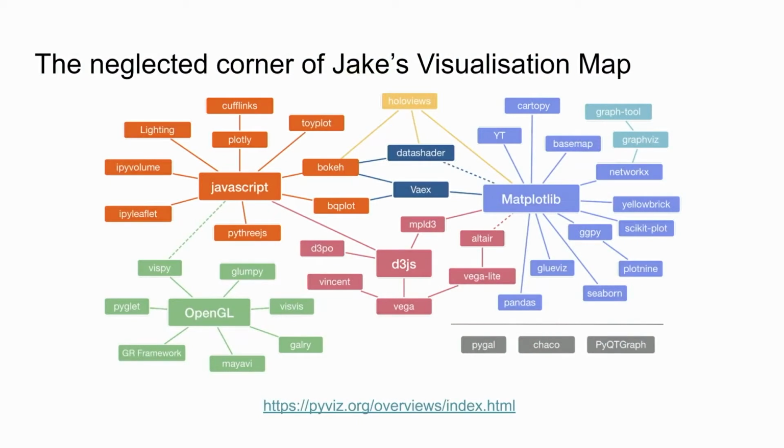But even though Jake put several 3D visualization packages on his map, he didn't really spend much time speaking to them, which was fair enough. He was covering so much ground, but that bottom left corner around OpenGL, as well as some of the JavaScript libraries for doing 3D visualizations from Python, didn't get covered very much. So this is what I'm calling the neglected corner of Jake's map, and this is the corner of the ecosystem that I really want to drill into in this presentation.